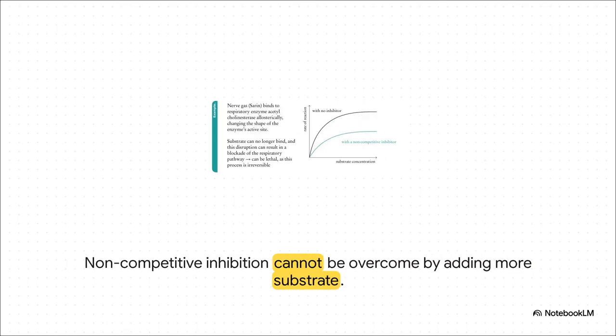Now let's contrast that with this graph for non-competitive inhibition. Look at this. No matter how much substrate you throw at it, you never get back to that original maximum rate. Why? Because the inhibitor has physically changed some of the enzymes, taking them completely out of the game. It doesn't matter how long the line of substrates is, some of the factory workers have just gone home.